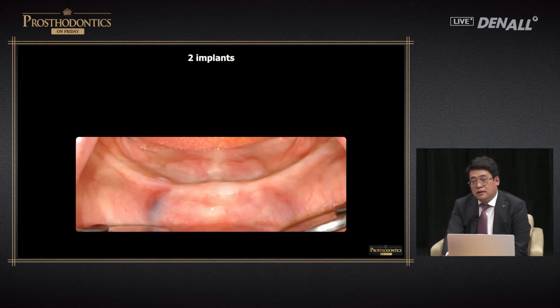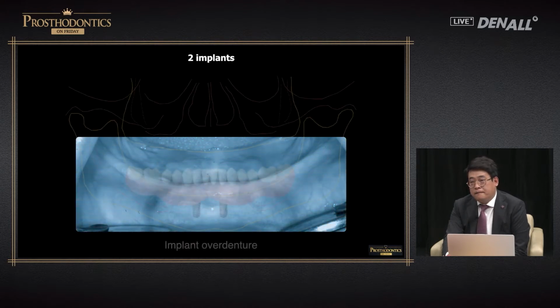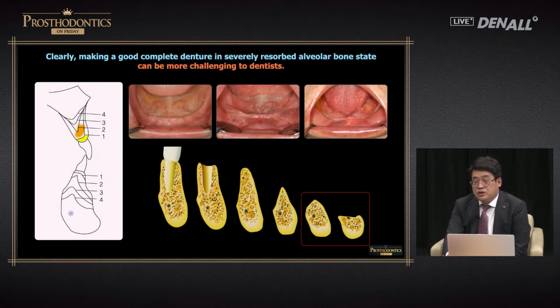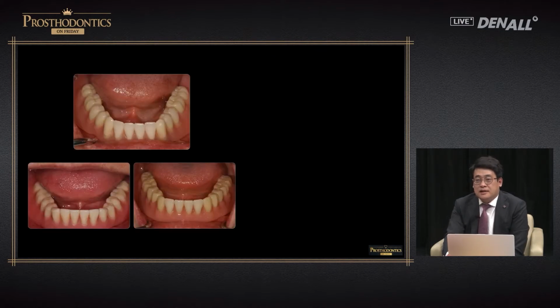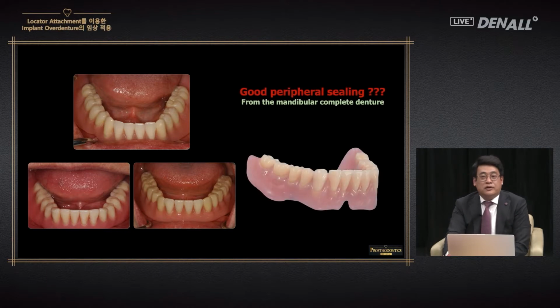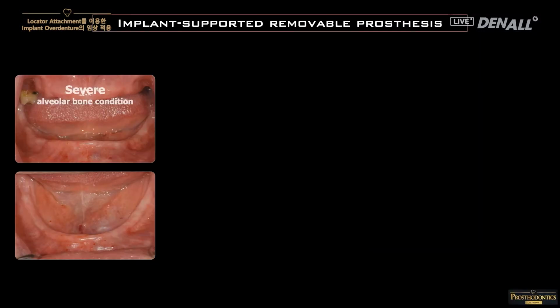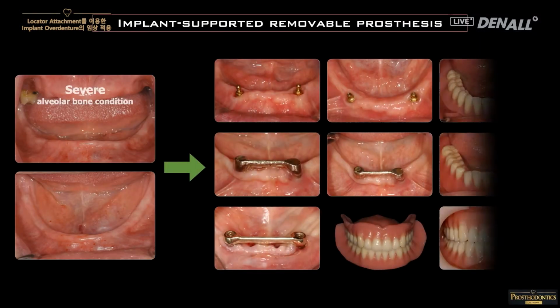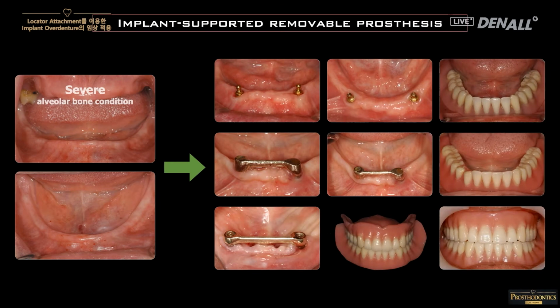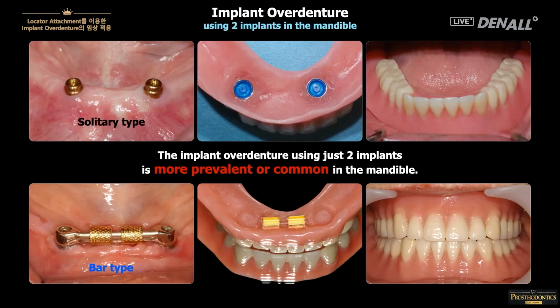In the case of older patients, the implant overdenture using two implants is known to be very effective. In the case of lower compared with upper, there's a lot of alveolar bone loss. In this case, if we use complete denture, as you all know, peripheral sealing is difficult to achieve. For these patients, we can provide overdentures. There can be single standing overdenture or bar overdenture, where implants are connected. Overdenture is applied more to the lower compared with upper.